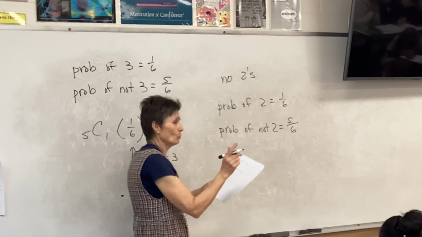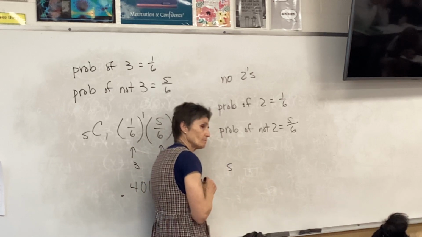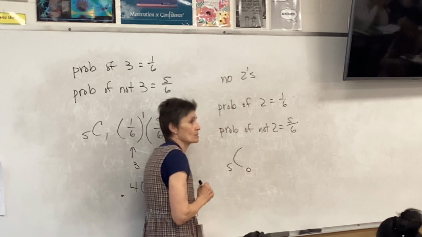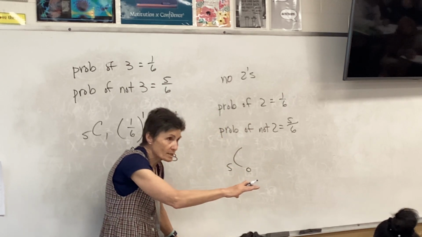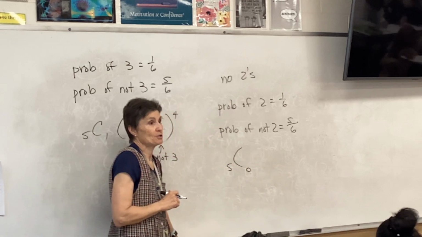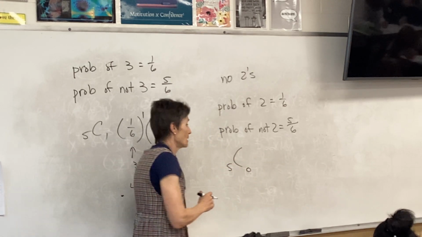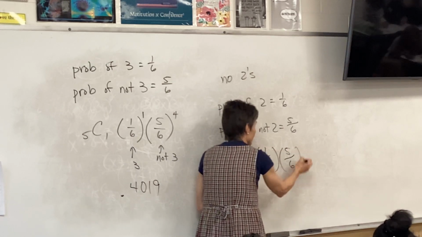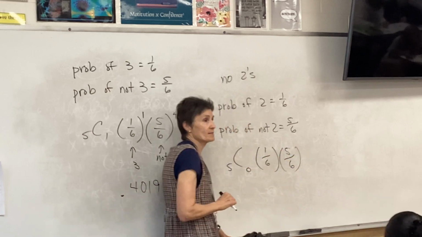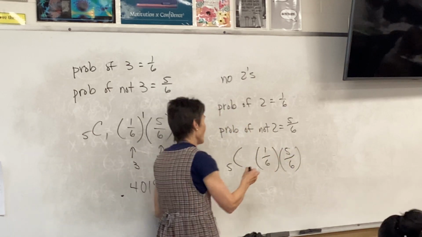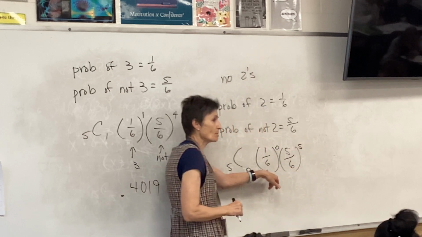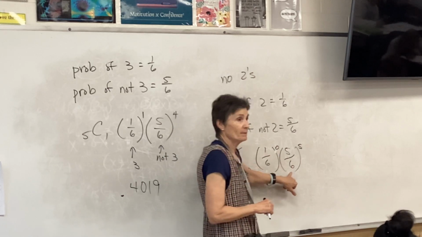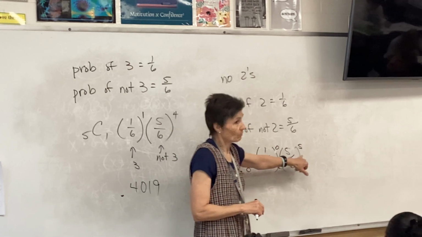Now, I'm still rolling 5 times. This time, I want no 2s. So of my 5 rolls, 0 of them are going to be 2s. The probabilities are 1/6 and 5/6. And what are my exponents gonna be? 0 and 5. Because this is the probability of a 2, and I don't want any. This is the probability of not a 2, and I want 5 of those.